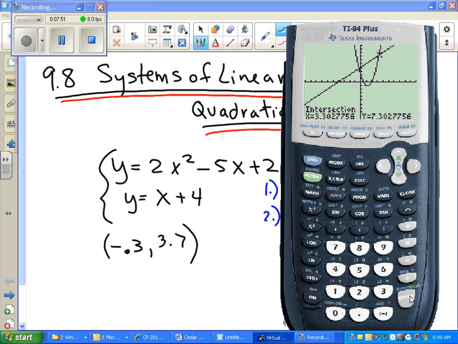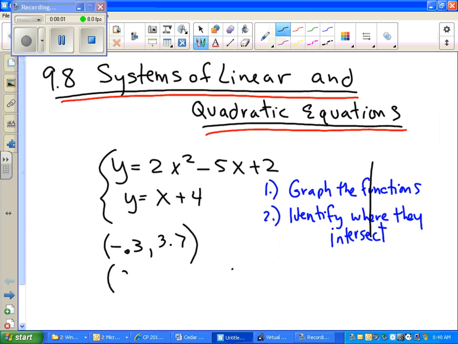Isn't that easier than doing upper bound, lower bound like we were doing before? Okay, so now our other intersection point is 3.3 and 7.3. So those are the two intersection points of our system. How many answers are there for this problem? There's two answers. Your first intersection point is the ordered pair negative 0.3 and 3.7. Your second intersection is 3.3, 7.3.